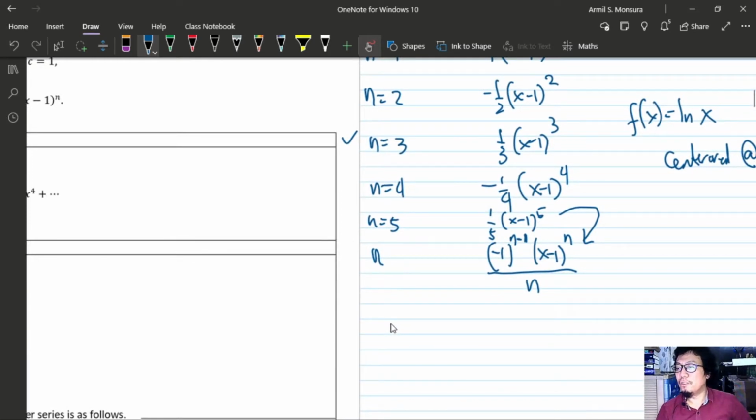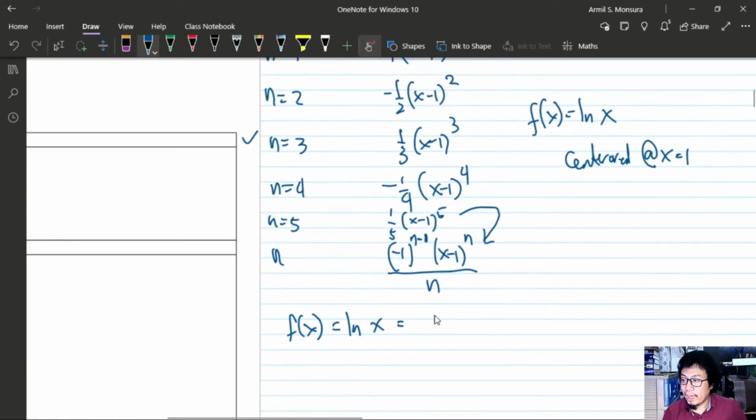We can now represent ln of x in terms of its Taylor series centered at x equals 1. So how do we do that? We sum up the n term. Summing up n terms, we have negative 1 raised to n minus 1 multiplied by x minus 1 raised to n, over n, for n equals 1. Remember that we will be starting our n from 1.